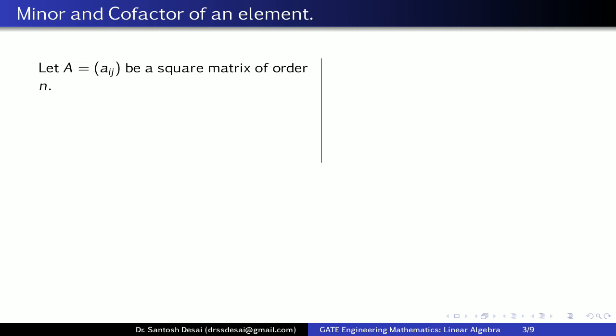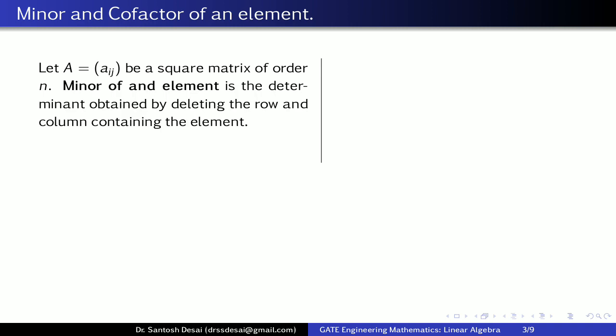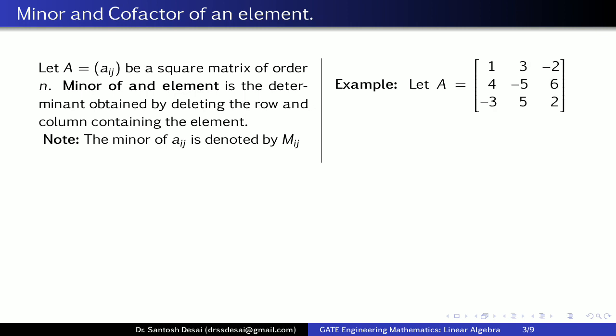Let A = [Aij] be a square matrix of order n. Then minor of an element is the determinant obtained by deleting the row and column containing the element. The minor of an element Aij we denote by Mij. To understand the definition, let us take one example. Let A be a matrix of order 3 and we want to find minor of 3. Here the element 3 lies in the first row and second column. Now by using the definition we will find the minor of 3.